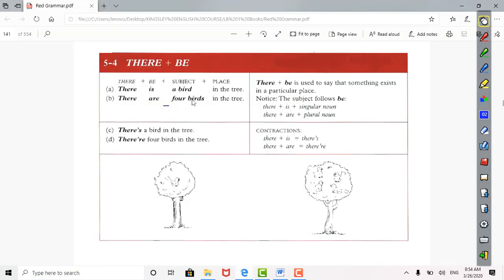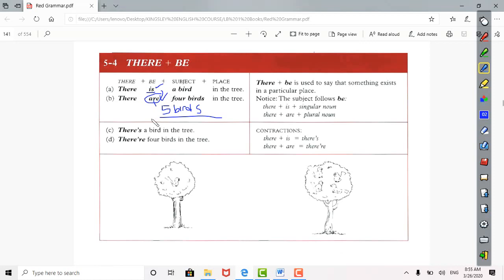Okay, welcome back here. So it should be like this. 5 birds. Yes, what about 5 birds, sir? You can make it this one to be, because for 5 birds we use are. Why? Because 5 birds is a plural noun. So we can say there are 5 birds in the tree. If the subject is plural, we use are. If the subject is singular, we use is. Clear? Is for singular, are for plural.